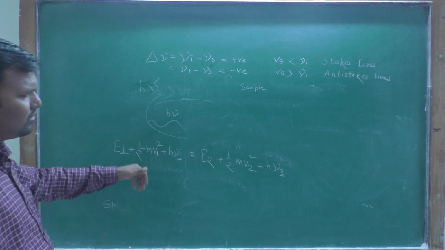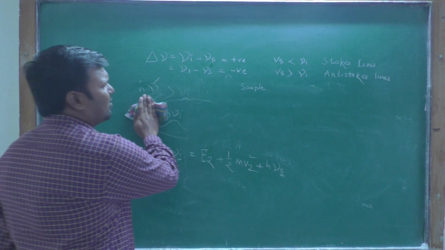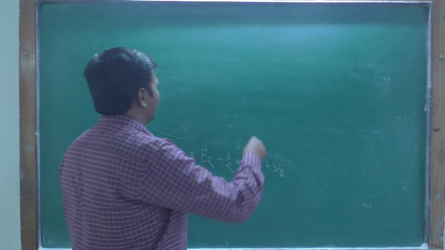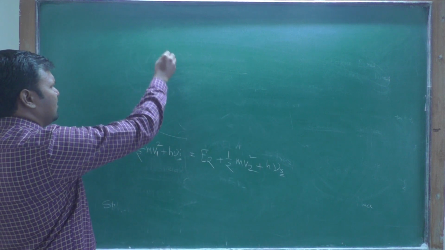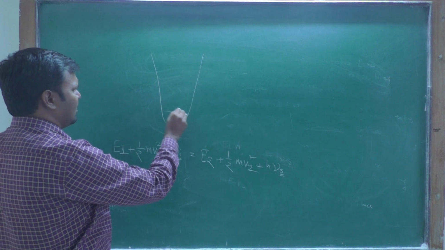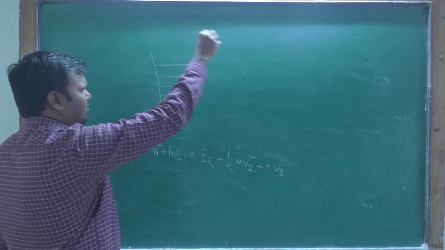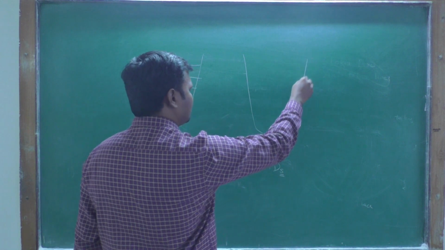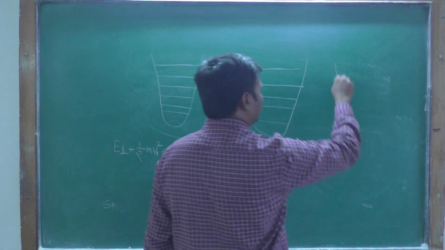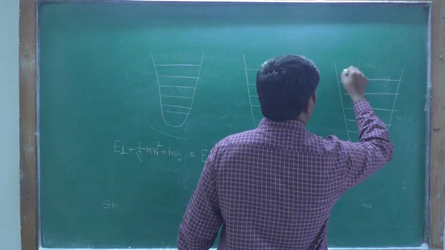Okay, that scattering of light takes place due to collision. If we start, there are a number of vibrational levels in the first and second one, and the third one also has a number of vibrational levels. Already we have discussed the meaning of the vibrational levels.